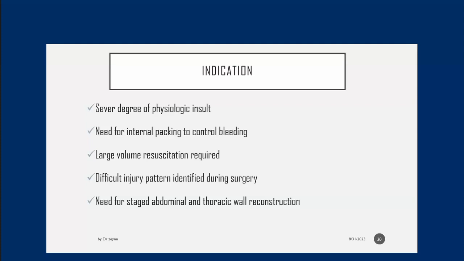Another is a difficult injury pattern during surgery, particularly those having retroperitoneal hematoma or pancreaticoduodenal injury. Those are considered difficult injury patterns. For that, we need to apply the damage control resuscitation principle. And another is the need for staged abdominal as well as thoracic closure, like abdominal trauma with compartment syndrome or edematous bowel. We have to wait for the edema to subside and later we will close the abdomen. Those are the basic things written as indications for damage control resuscitation.